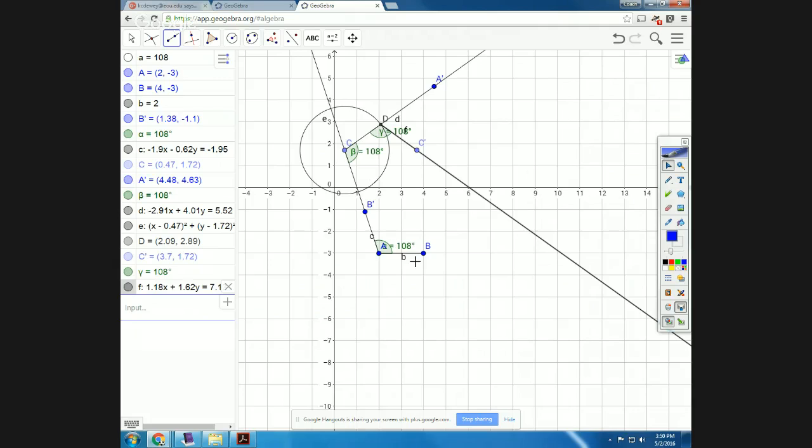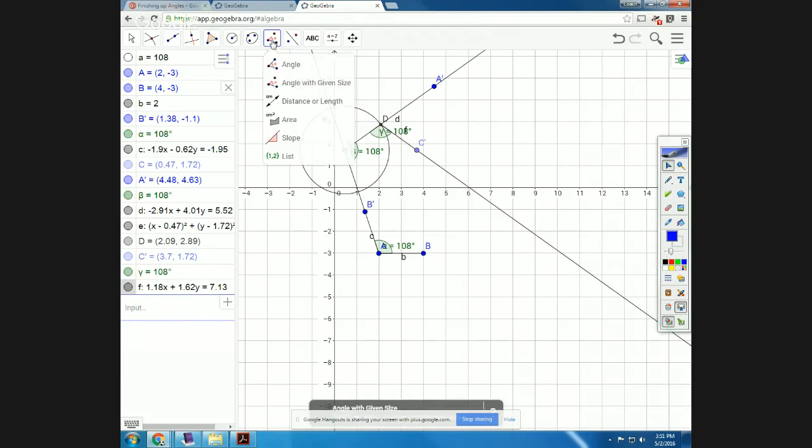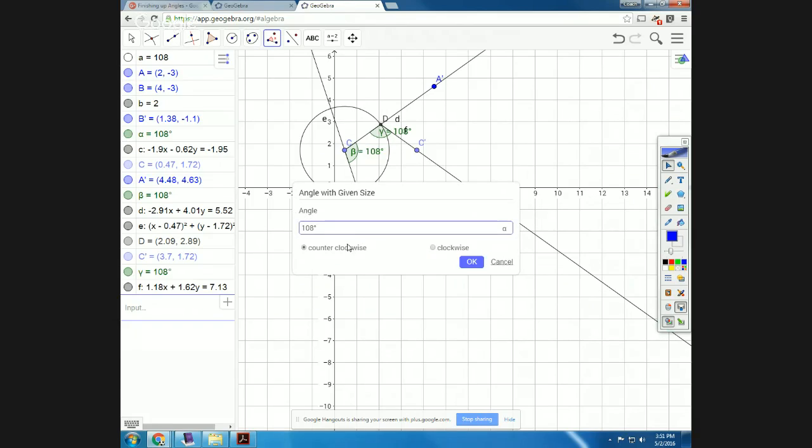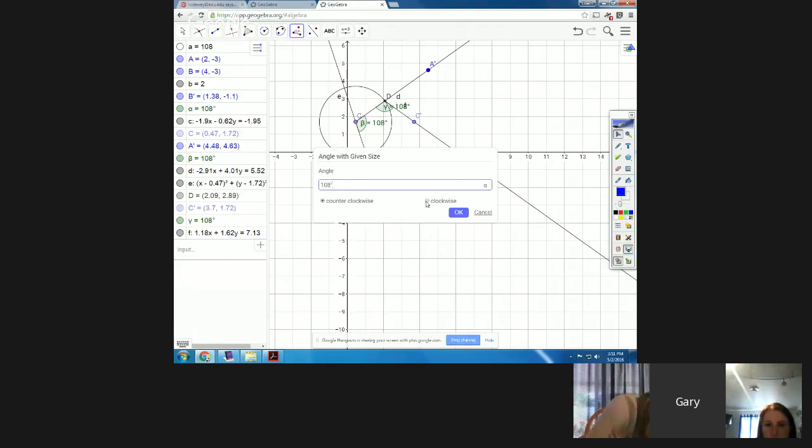Okay, so I have 108, 108, 108. I want to try and get back here with 108. So what I could do is head out 108 from B and see what angle I hit there with. So let's try it. I want the angle measuring tool from A to B, the other way. Okay, so this would be clockwise.